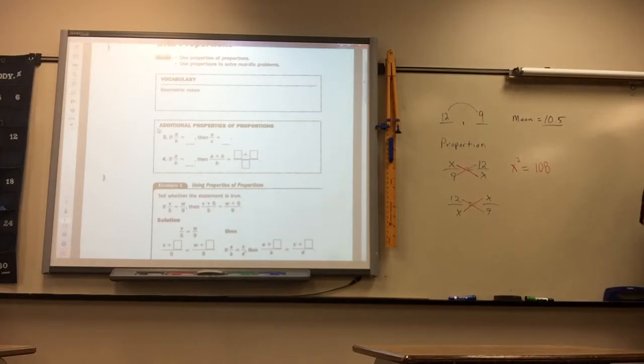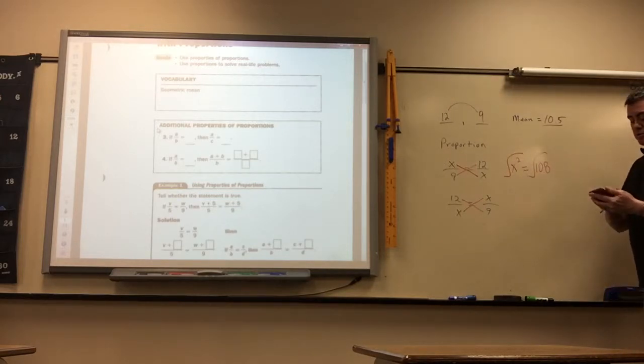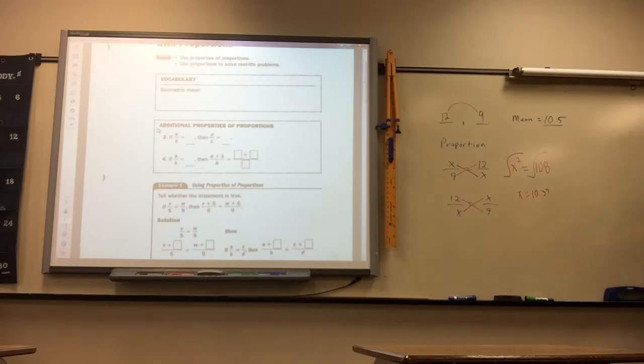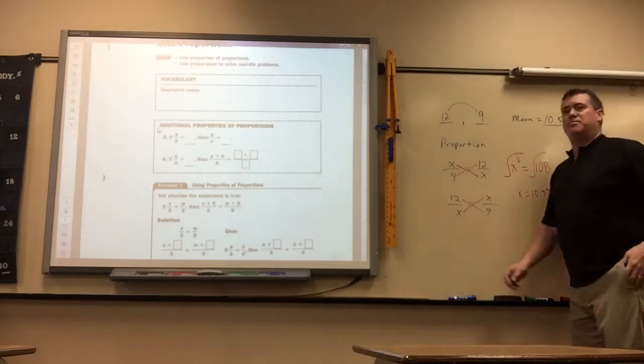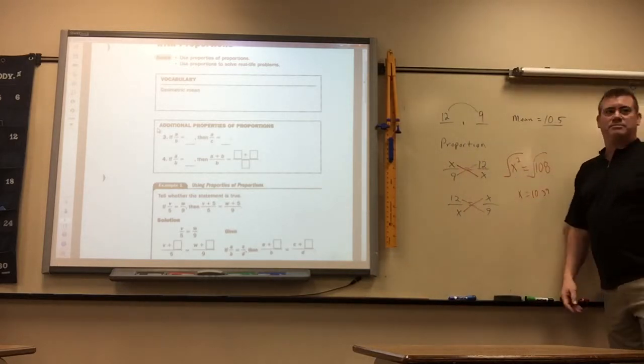So what do you got to do to solve this? You got to square root it. It's not a perfect square. It would round to 10.39. So you can see they're a little bit different. The regular mean and the geometric mean are not the same, not done the same way. Okay? So that's all you got to do. When you find the geometric mean between two numbers, you just set it up like that.